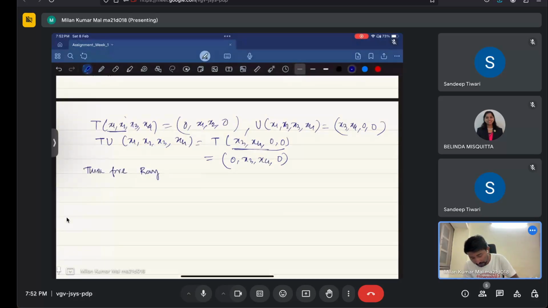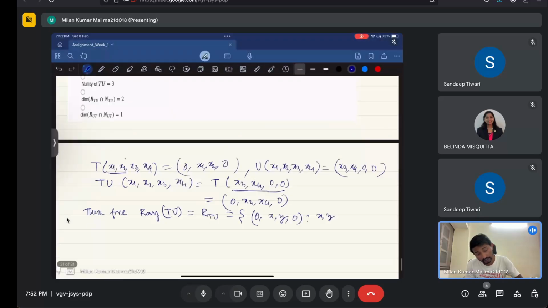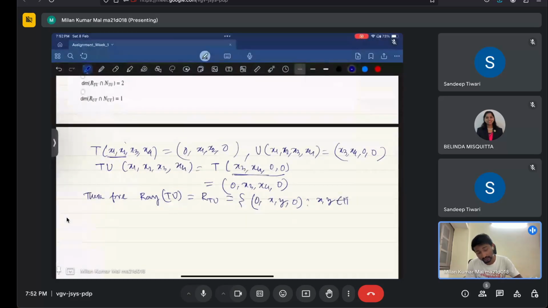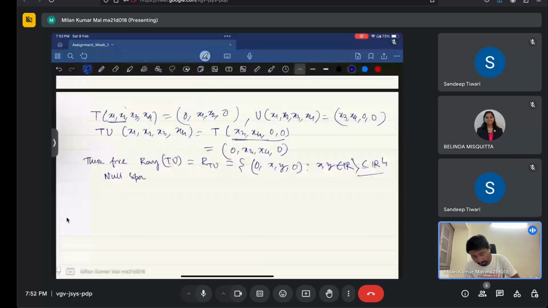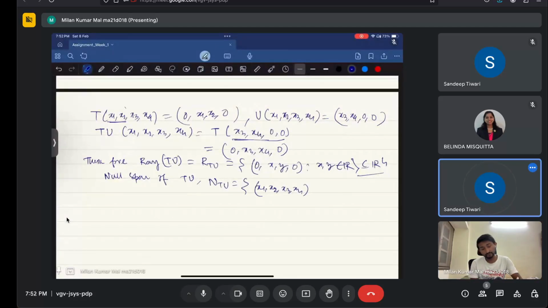Therefore, the range of TU is equal to all the entries written this way, such that x and y are all elements of R. So this is a subset of R^4, the range of TU. And the null space of TU, given by N_TU, is equal to all those elements (x1, x2, x3, x4).